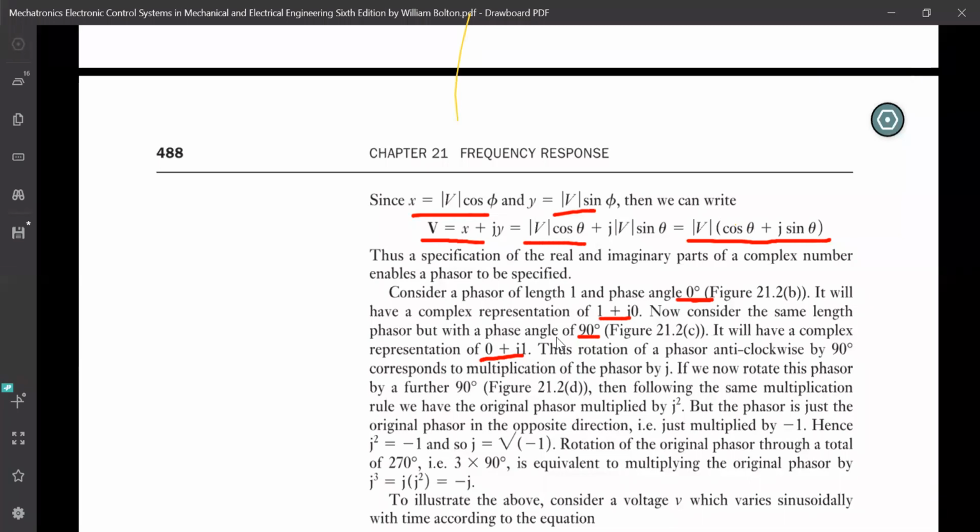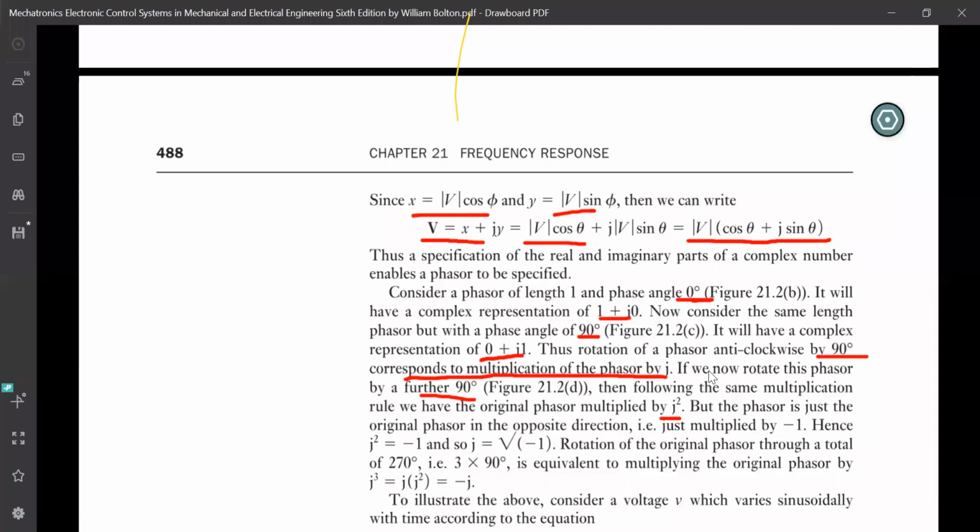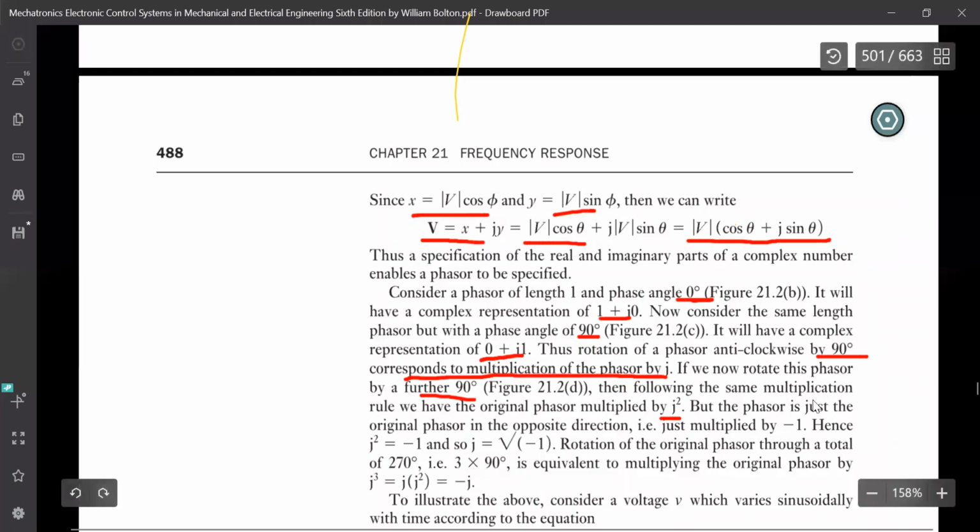Whenever you give a rotation to a phasor anti-clockwise by 90 degree, that corresponds to a multiplication of the phasor by iota. If we now rotate this phasor by a further 90 degree, what would happen? We again have to multiply this by an iota. Previously one iota was there, now you have multiplied this with another iota. What you are getting is iota square. But the phasor is just the original phasor in the opposite direction, because first you rotated it through 90 degree, again you have rotated it through 90 degree. So the total rotation is 180 degree, which means the direction has completely changed. It is in the opposite direction. So that means we need to multiply it by -1.